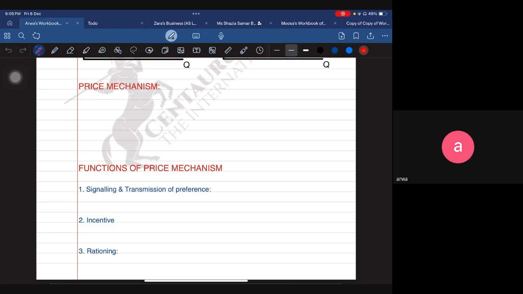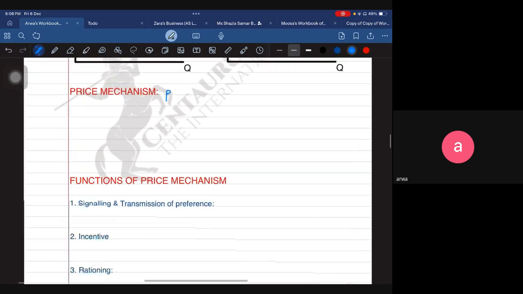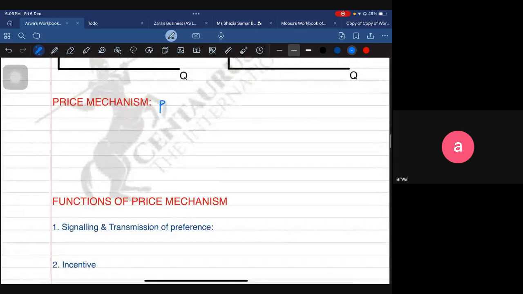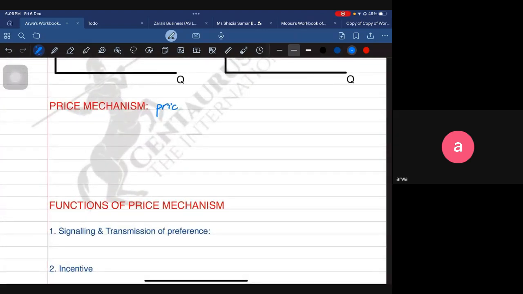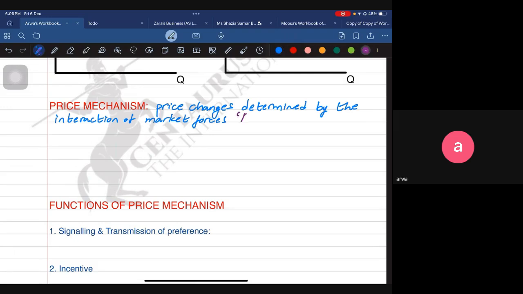Okay, great. So these are basically the price changes which are determined by the interaction of market forces, which are obviously demand and supply.